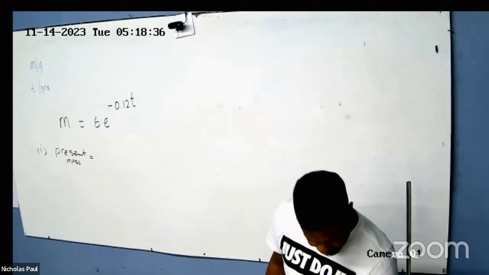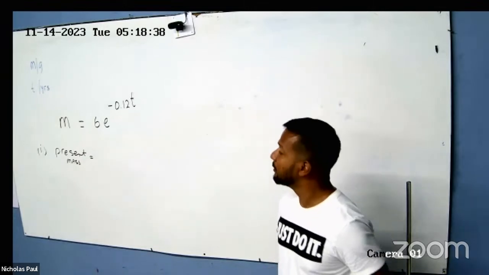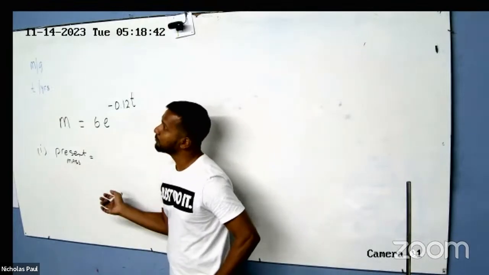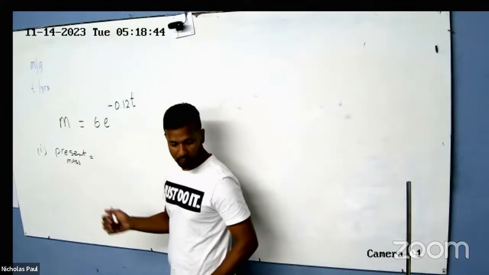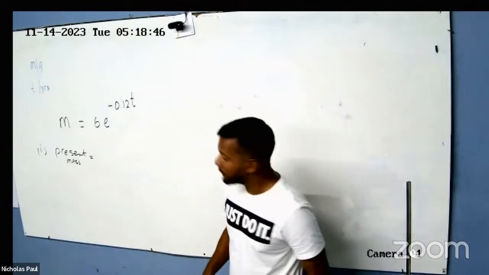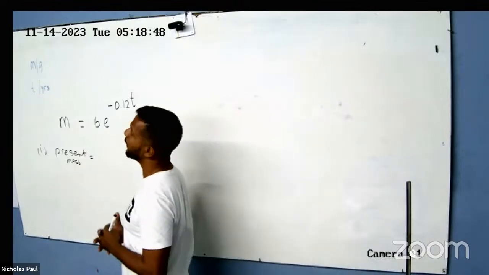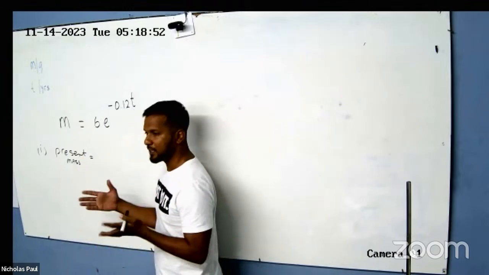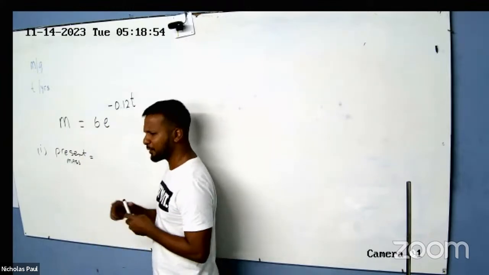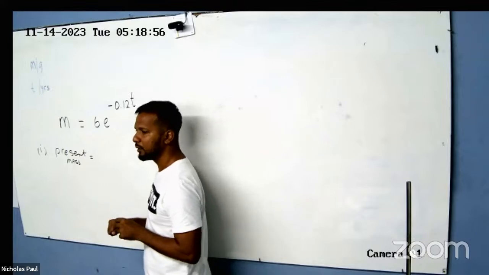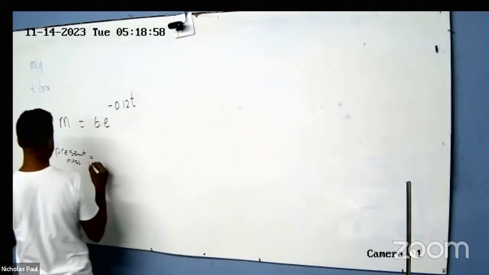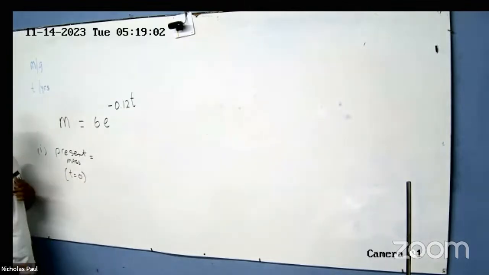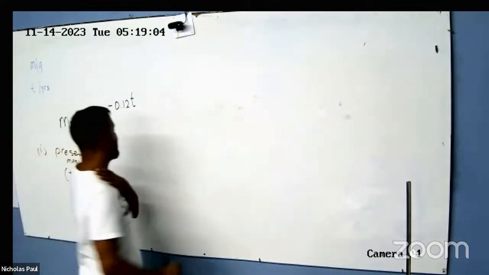Remember, we just finished exponents and ln. We don't apply log and bring it down. They want the present mass, the initial mass, sorry. The initial mass would have been a better word. So they want the mass when t is 0.